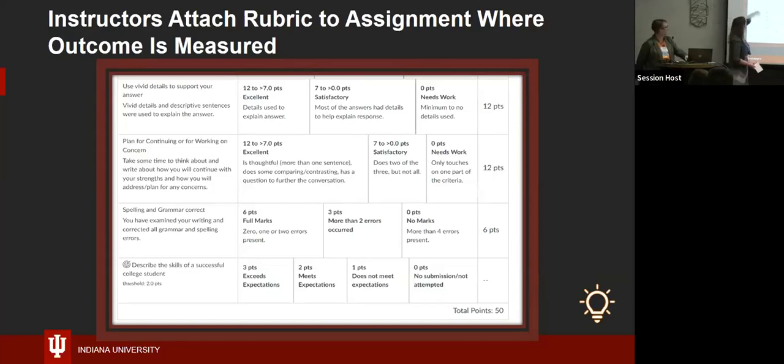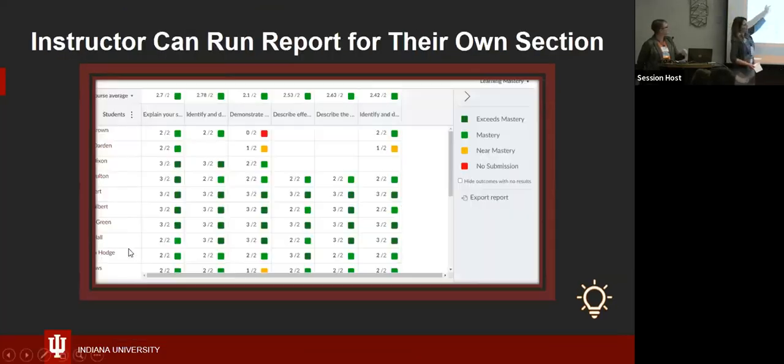So we have a list of students. Up here, we've got each of our different outcomes, and you can drag and make those bigger if you want to see the whole thing. But just at a quick glance, you can see what are the assignments that students had trouble with. Is there a student who seems to be consistently having trouble meeting these outcomes? So really quickly within a snapshot, you can see that.